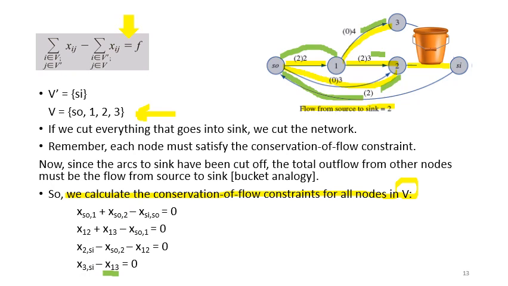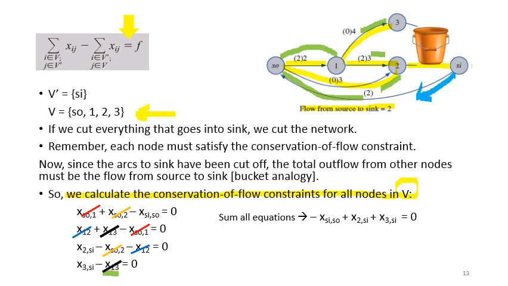We can see that some terms will cancel out: source to 1, source to 2, 1 to 2, and 1 to 3. So the remaining terms are minus x from sink to source, plus x2 to sink, plus x3 to sink. And then if you recall, the sink to source arc is just an artificial arc. And this artificial arc equals the total flow, right? Because whatever is going into the sink will go out from this artificial arc.